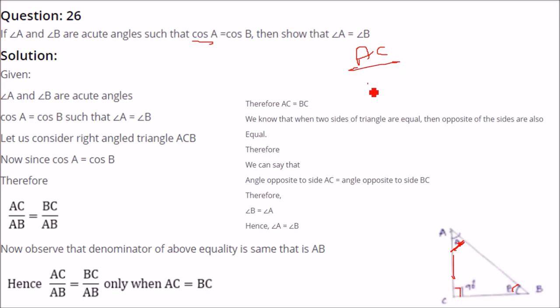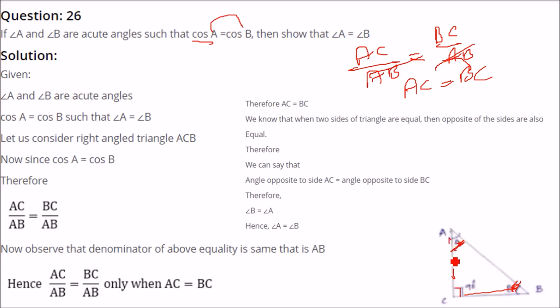Hypotenuse is AB. Cos B, for this B, what is base? This one. Base is BC. Hypotenuse will remain same. It gets cancelled. So AC equal to BC. So if cos A equal to cos B, that means AC has to be equal to BC. When these two are equal, this side is equal to this side, that means the angle opposite to equal sides are also equal. That is why angle A and angle B are equal. That is proved.